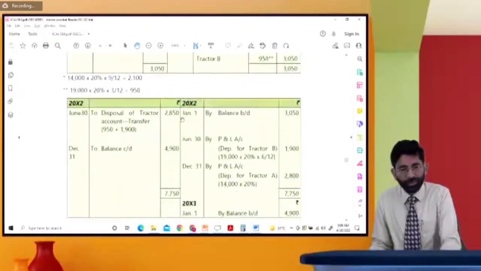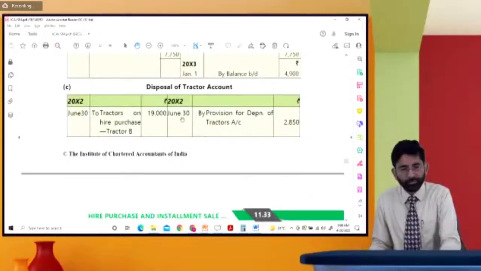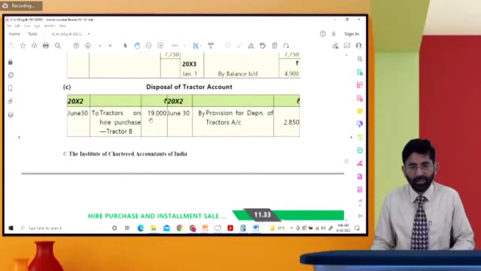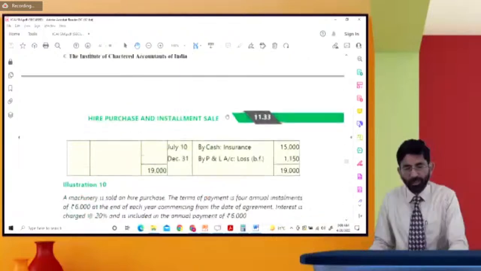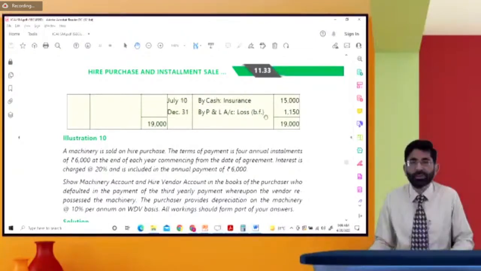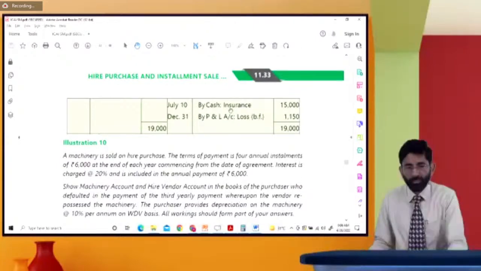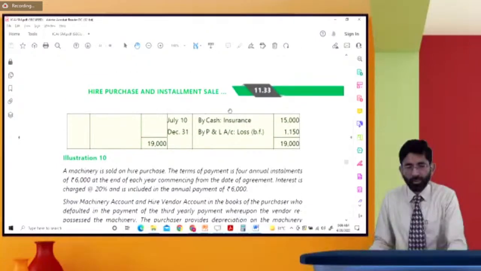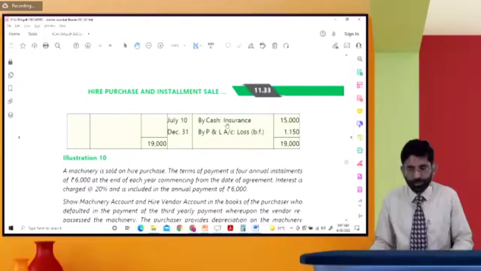So see the disposal account. Here we have entered to tractor 19,000, by provision 2,850, by cash, insurance claim has been received 15,000. Whatever is the balance, that is your loss, by P&L account. By P&L account will be the balance figure. That will be the loss. I assume that this is clear now.